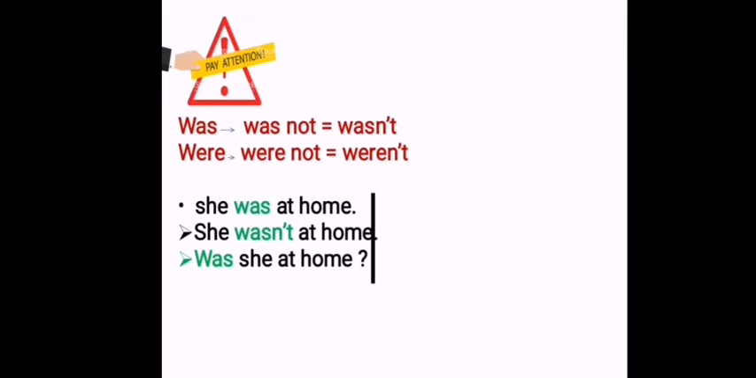Now, the verb to be in the negative form. So, was becomes was not or wasn't. Okay? So, was becomes was not or wasn't. Were becomes were not or weren't. Let's have an example. She was at home. In the negative form, the sentence becomes she wasn't at home. Now, in the interrogative form, was she at home? So in the interrogative form, we make an inversion between the subject and the verb to be. Was she at home?